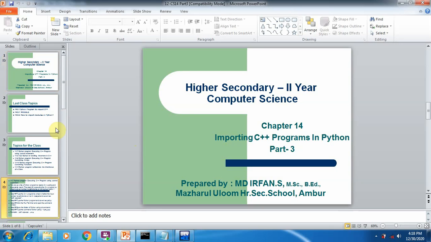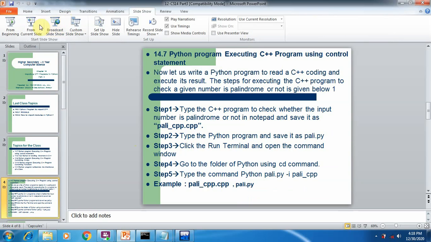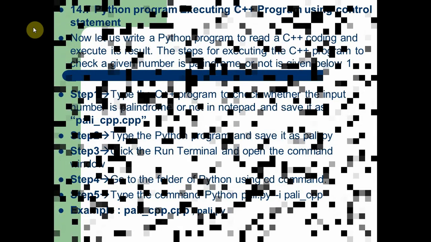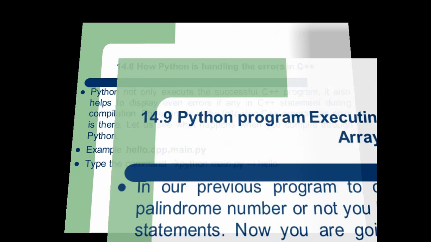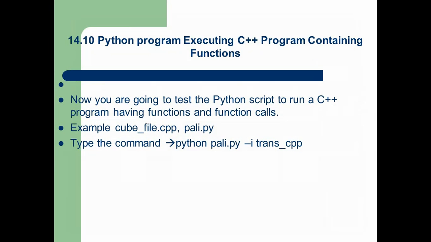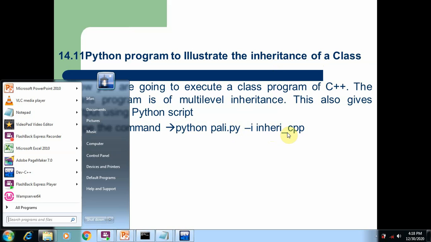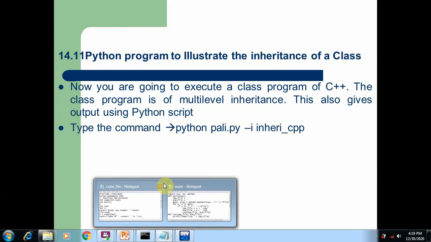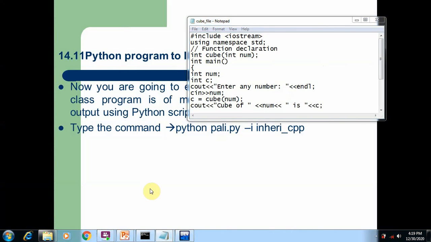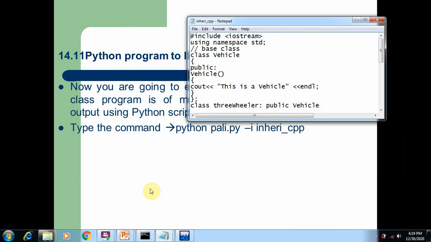the topic which we are going to discuss is running a C++ file which contains an inherited class. So we know we can run an array containing C++ program and a function containing C++ program. The last topic of the lesson is that we can also run any C++ program which contains inheritance of class. So the C++ file name is inherit underscore cpp. Here I am opening the inherit underscore cpp C++ file which is already created.